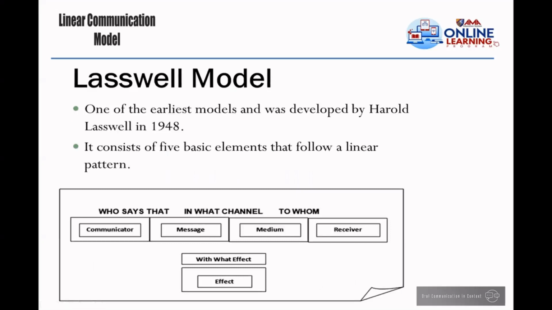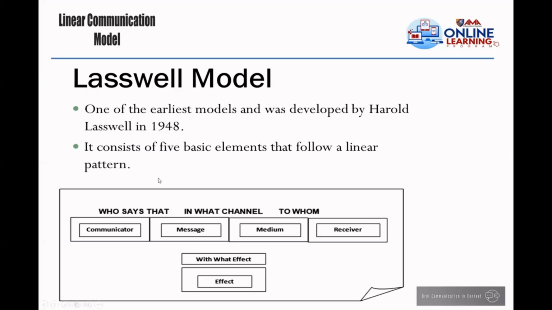Second example, the Laswell model, one of the earliest models, developed by Harold Laswell in 1948. If you notice, all the names of the models came from the last name of the one who developed the model, like the Aristotelian model a while ago, from Aristotle. For the Aristotelian model, there are 3 basic elements only. For the Laswell model, it consists of 5 basic elements that follow a linear pattern. We say linear pattern, one-way communication process.